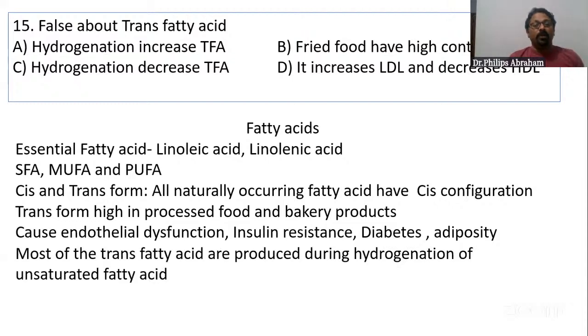Most of the trans fatty acids are produced during hydrogenation of unsaturated fatty acids. So when you understand this fact, I hope your answer is ready now. Hydrogenation of fatty acid increases the amount of trans fatty acid in nature. That's the answer.